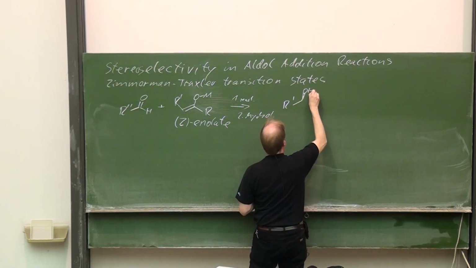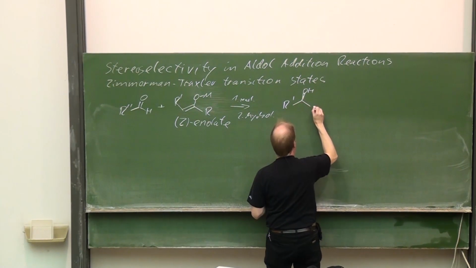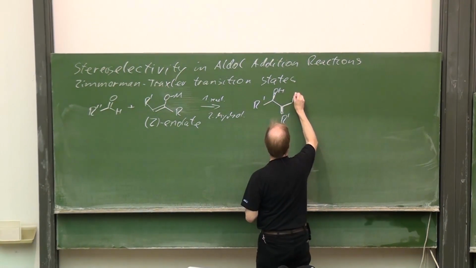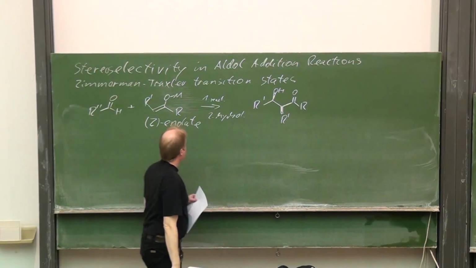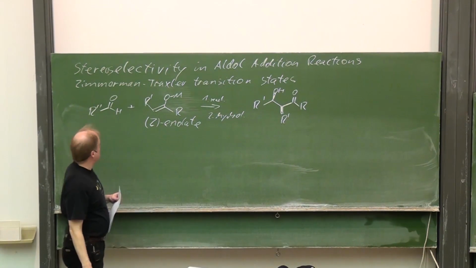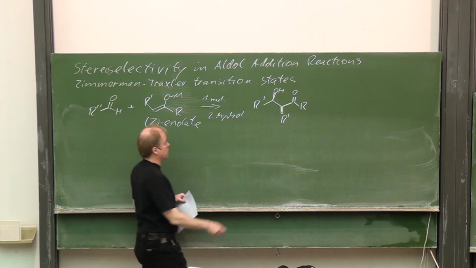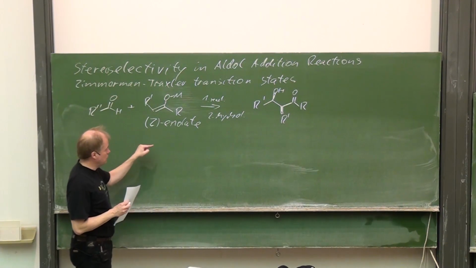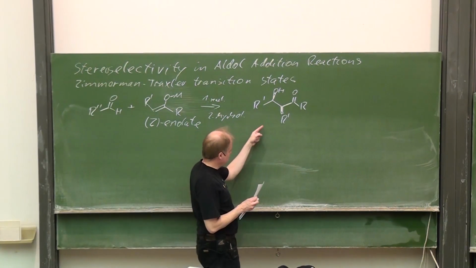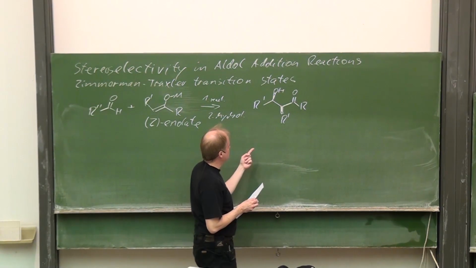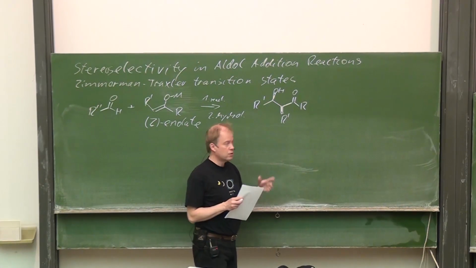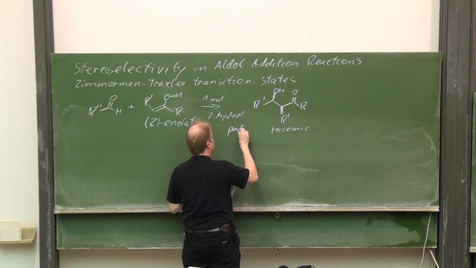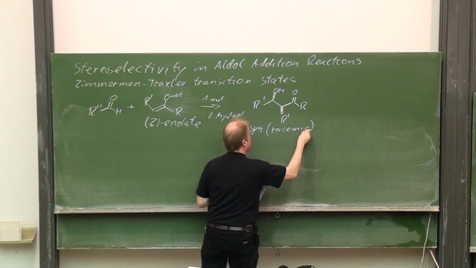And this will give predominantly this beta hydroxycarbonyl group, and this reaction generates two stereogenic centers. And if we start with the Z enolate, we will get predominantly the syn diastereoisomer, of course racemic. So predominantly syn, but racemic.